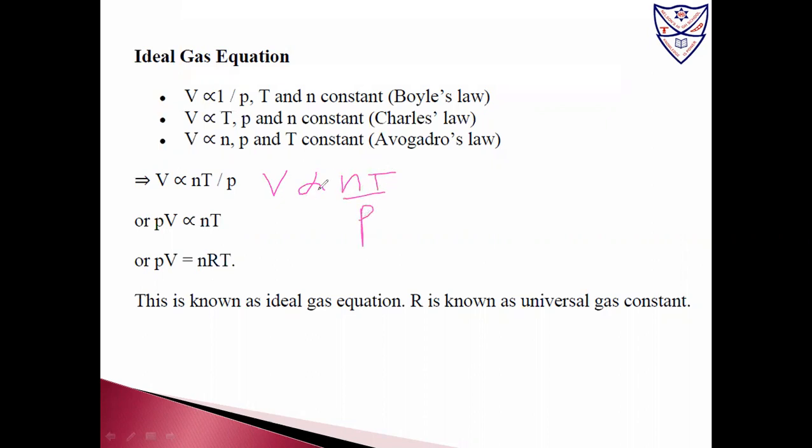Take the proportionality and write R as a constant, R and T upon P. So take P over there. What will we write? PV equals nRT. Got it? So here K is not the constant; R is known as the universal gas constant. Okay, so PV equals nRT.